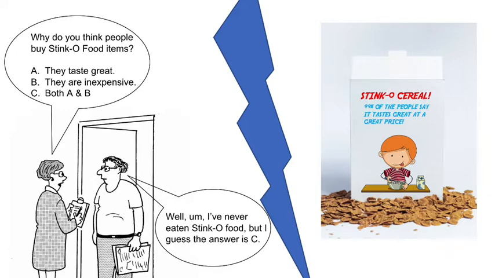Notice how the survey or the poll was constructed in kind of a manipulative way. The only answers were positive, and it was about what other people think. This guy himself actually has no opinion, or he might have eaten the food and thought it tasted terrible, but the question was, why do you think people would buy this food? And he says, well, I guess reasonably, it's probably both. People think that it tastes great, people think that it's inexpensive, and sure enough, the company then slaps that on their box of cereal, and here it is, stinko cereal. 99% of the people say it tastes great at a great price.